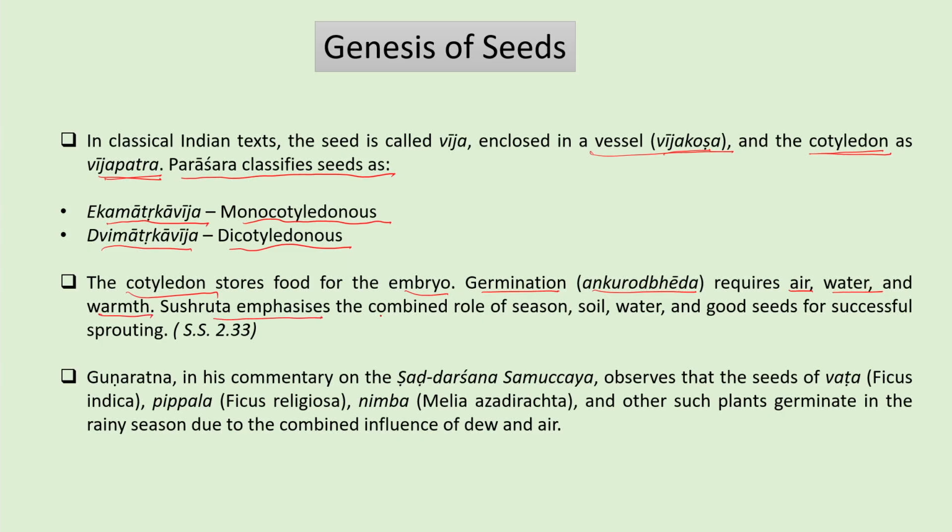Sushrut emphasizes the combined role of season, soil, water and good seed for successful sprouting. Gunaratna, in his commentary on the Saddarshan Samucchay, observed that the seeds of Vat, Ficus indica, Pipal, Ficus religiosa, Nimba, Melia azadirachta and other such plants germinate in the rainy season due to the combined influence of dew and air.